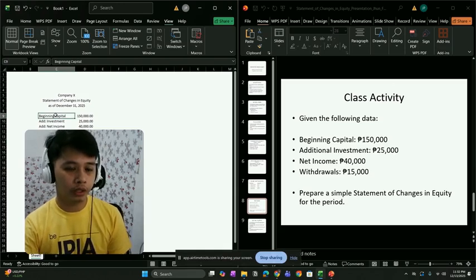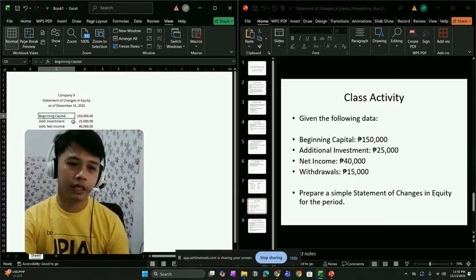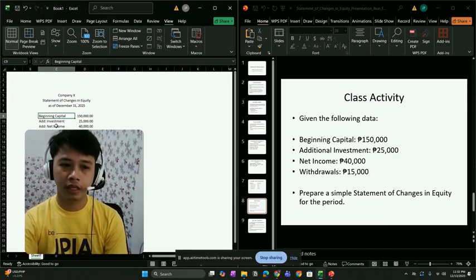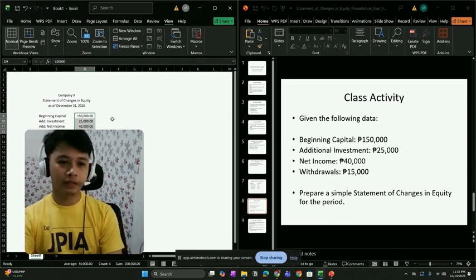So ito, for the knowledge of everyone ulit. So beginning capital is 150,000. Inadd natin yung investment, so 25,000. Then add yung net income 40,000, withdrawals 15,000. So yung ending equity natin is 200,000. Okay?